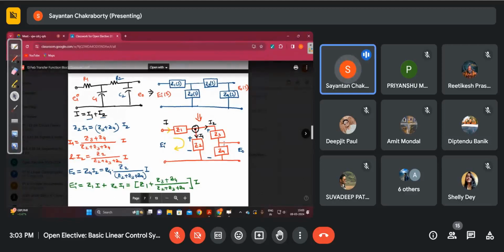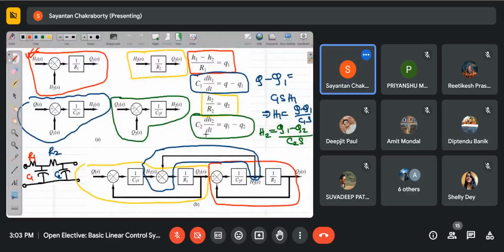This is also a block diagram reduction, but this is not a conventional block diagram reduction. These are all impedances. And now we have seen the same problem. It is basically the same problem which can be solved using simple block diagram algebra or block diagram reduction.